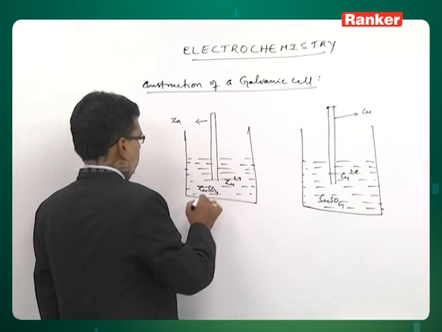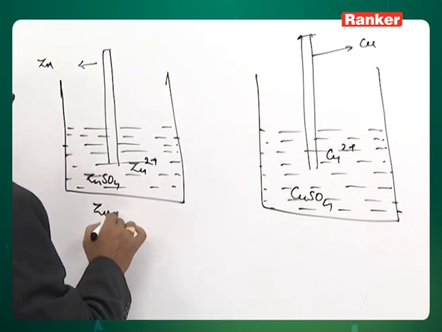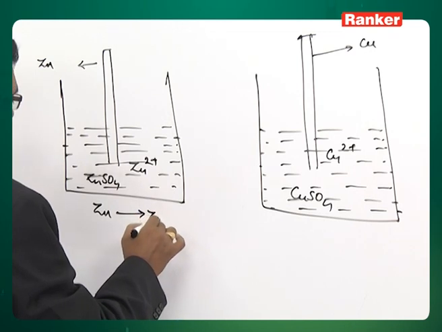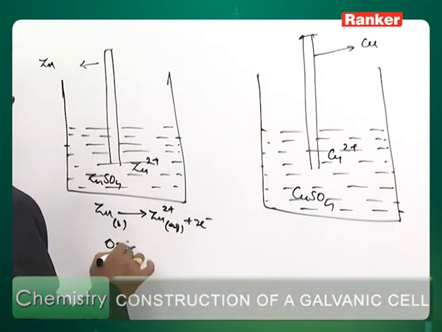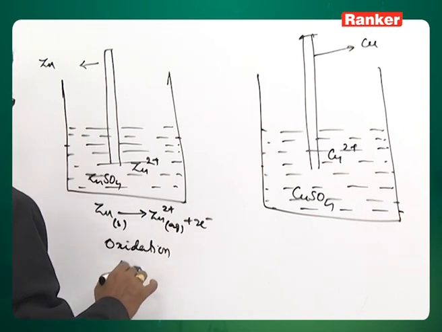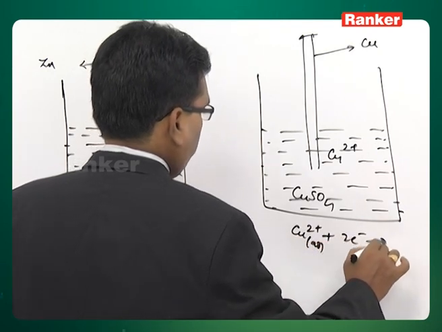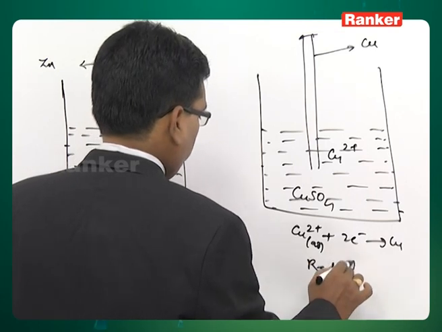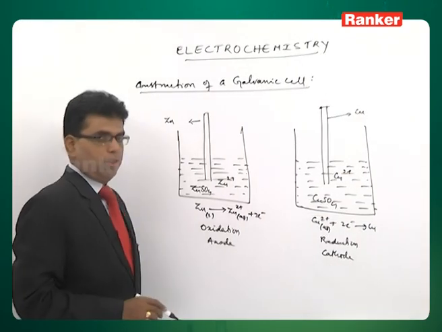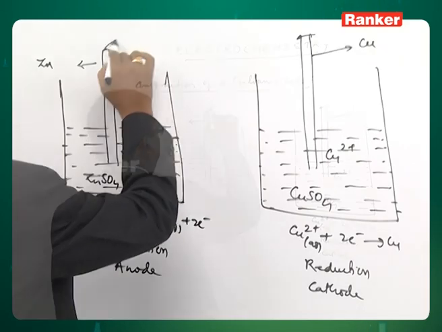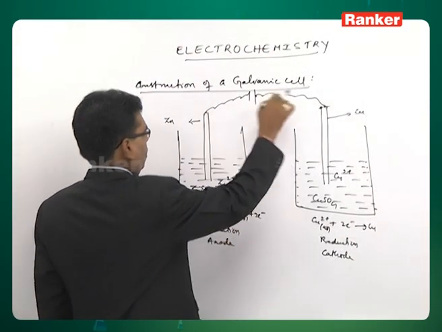This is the zinc rod in zinc sulphate, ZnSO4. Here Zn gets oxidized, solid zinc into Zn2+ ion in solution. This is the oxidation half cell, so this acts as the anode. Here the reaction is aqueous Cu2+ reduced to Cu. Here it is a reduction, so this acts as the cathode. But of course, the two reactions will take place only when both of them are connected. This will give the connection.